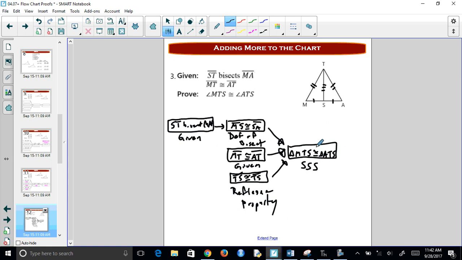All right. Now that's not what we wanted. We wanted to find out that the angles are congruent. So MTS, this one, is this congruent to ATS? Well, the T's match up in both triangles. So I can say angle MTS is congruent to angle ATS. And that reasoning is corresponding parts of congruent triangles are congruent. All right. Hopefully that gives you a start on how to write a flowchart proof, and you can work your way through your homework.